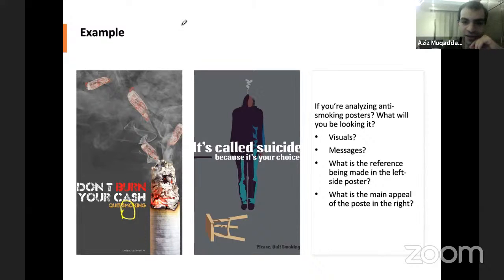So what are the elements? What do you see? What does this scene remind you of, or what is it trying to symbolize? It's symbolizing someone committing suicide.